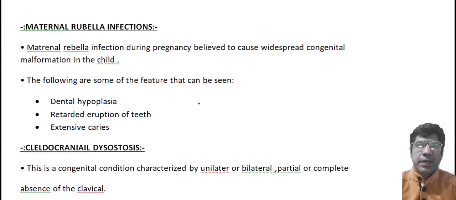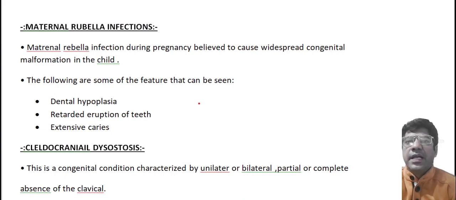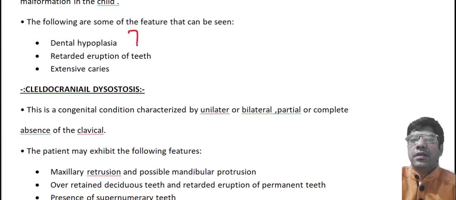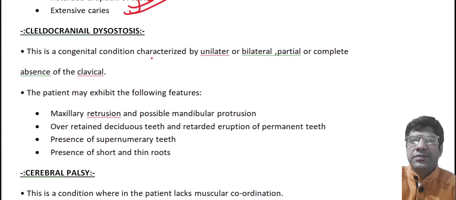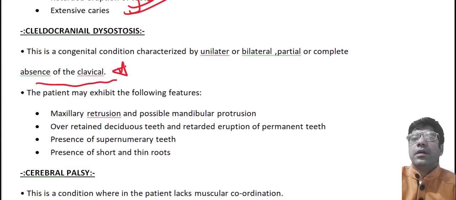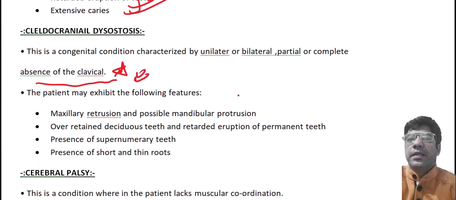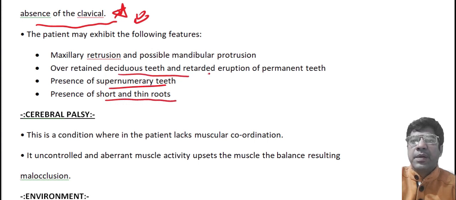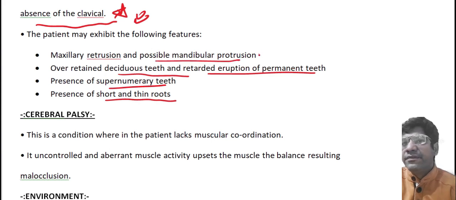Maternal rubella infection during pregnancy is believed to cause congenital malformation in the child. The features that could be seen are these. Other is the congenital conditions like cleidocranial dysostosis when there is absence of clavicle bone. The patient exhibit here presence of supernumerary teeth, short and thin roots, over-retained deciduous and retarded permanent teeth. So these all are the features.